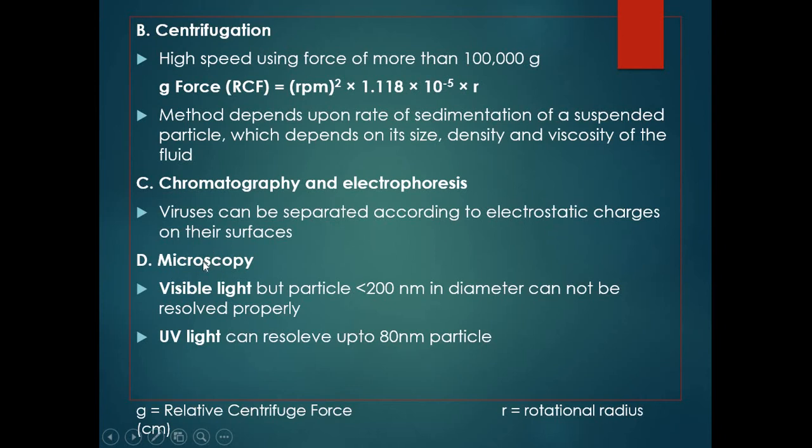Microscopy: a light microscope can be used, like visible light, but particles less than 200 nanometers in diameter cannot be resolved properly, cannot be seen. UV light can be used to resolve up to 80 nanometer particle size.